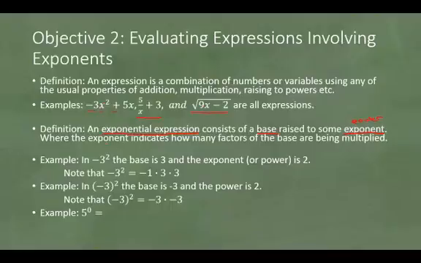The exponent indicates how many factors of the base are being multiplied. So for example here, in -3 squared, the base is just 3. It's not -3, it's just 3 that's being squared. And the exponent, or power, is 2. So that means that we're going to have a negative, which we can write as -1, and then 3 times 3, 2 times over.